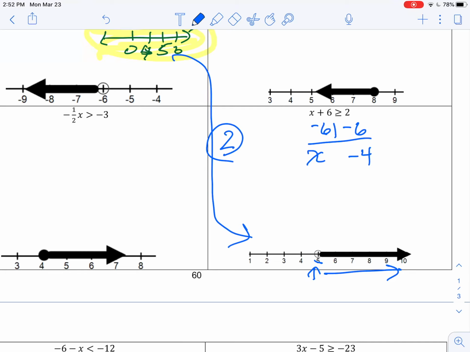You think to yourself, what did we do to both sides? Well, we subtracted. There's no multiplying or dividing by a negative, so the inequality sign stays the same. Then we go ahead and sketch ourselves a little graph. Above the negative 4, do we fill it in? Hopefully you're all answering yes. And then we're looking for all the numbers that are bigger than negative 4.